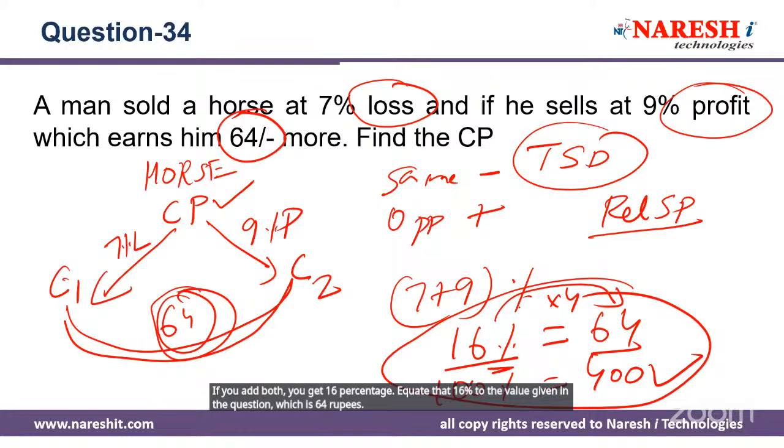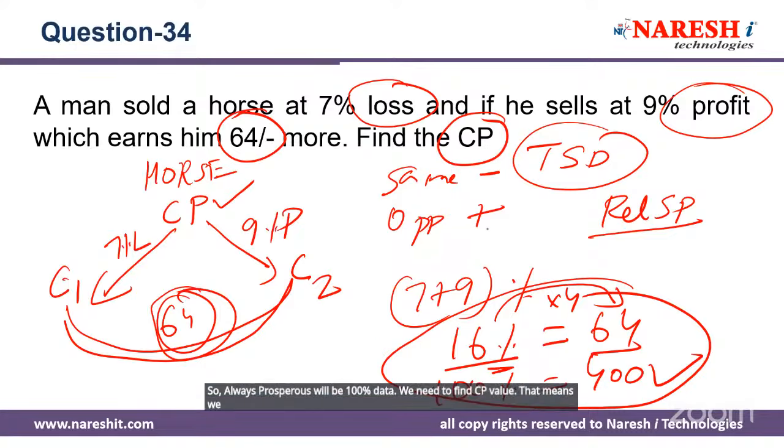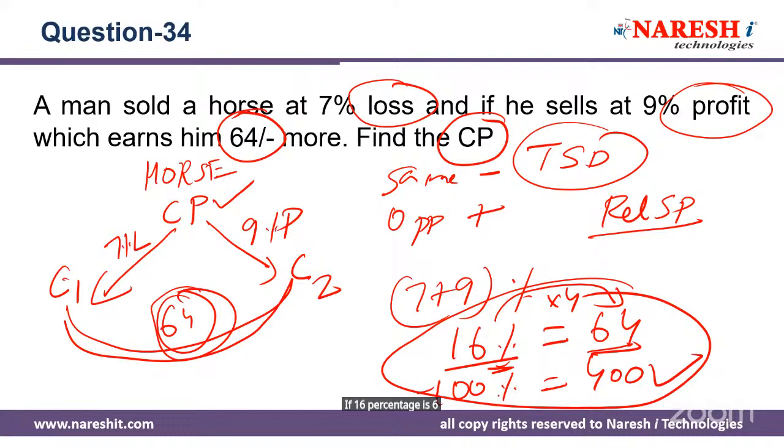Now, percentage means what is the highest percentage of anything? 100%. So always cost price will be 100%. We need to find the CP value. That means we have to find the 100% value. If 16% is 64 rupees, what will be the 100% value? How is 16 becoming 64 rupees? 4 times of that percentage is the value. So 4 times of 100% will become 400.